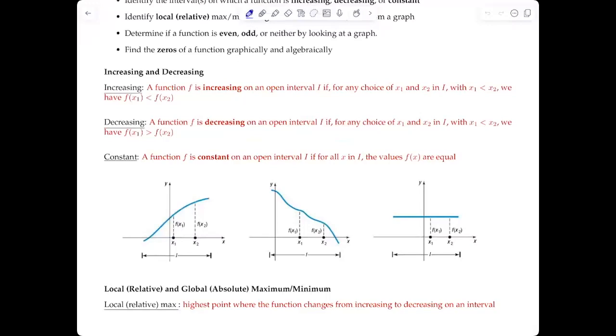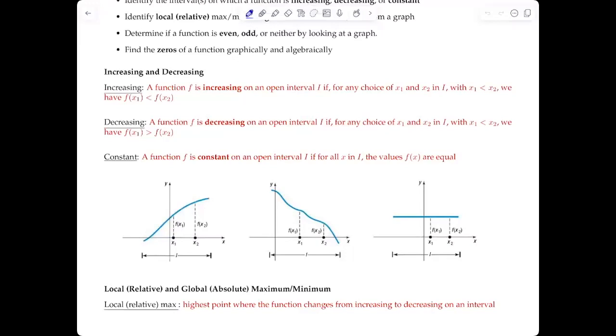For the first graph here, this is the increasing function, right? Because when you look at the graph left to right, with the values x1 and x2, x2 is always greater than x1. And when you say this is an increasing graph, you have that f of x1 is less than f of x2, or the height of the function at x1 is less than the height of the function at x2. With me on that? Okay, so the first picture tells you this is increasing.